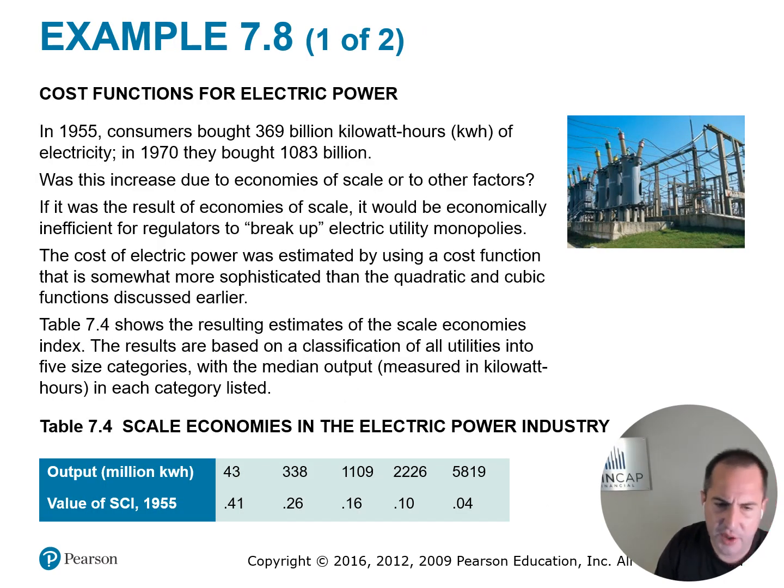And this is just talking about a cost function for an electric power plant. Was this due to an increase in economies of scale or other factors, when it talks about the differentiation in power output? It would be economically efficient for regulators to break up an electric utility monopoly. So why are some utility companies monopolies? Well, because it's more efficient to have them as a monopoly, and it would be more costly to the consumer to break them up.